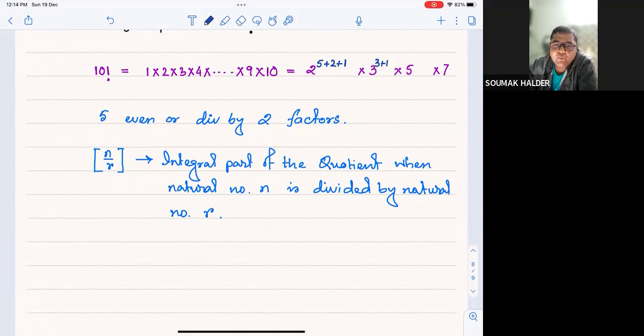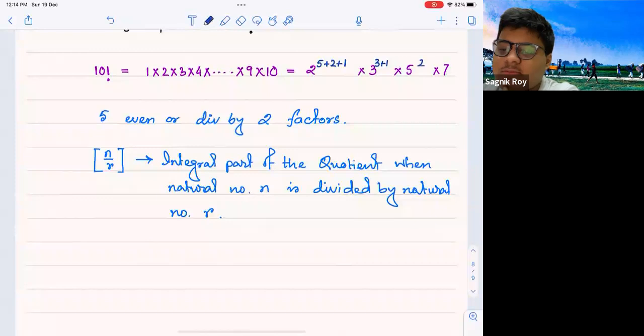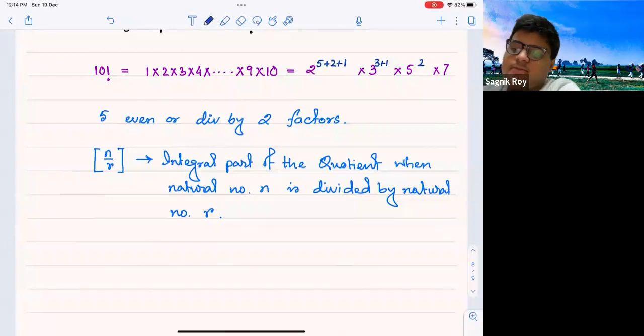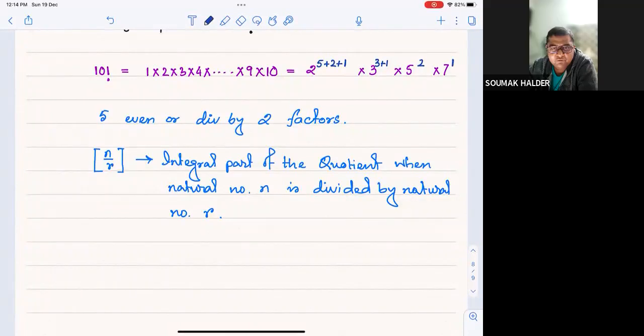Similarly, for the power of 5, only 2 will contribute in the first round, as there is no multiple of 5 square. Similarly, the power of 7, 1. Is that okay with everyone?